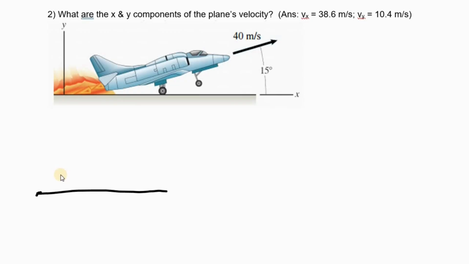We have our ground over here, and we have this angle. Obviously, it's going up in this direction. This is our 40 meters per second. What really confused my students was the idea that the 15 was all the way out here, the 15 degrees.